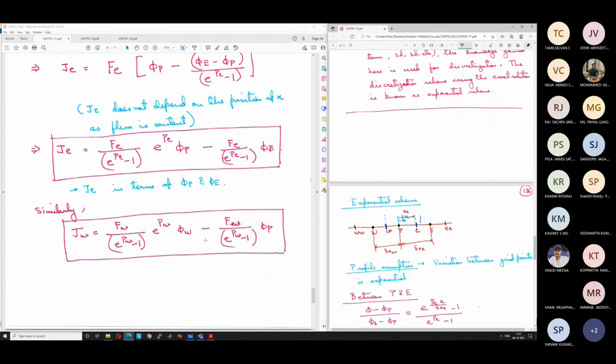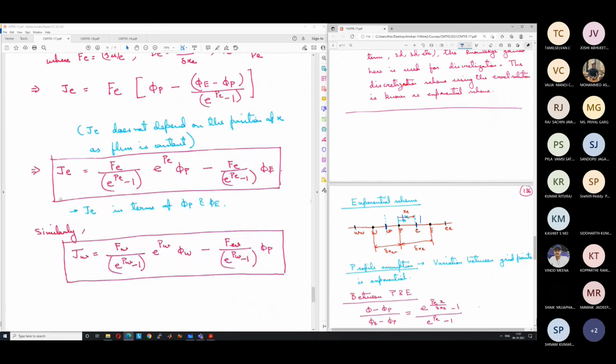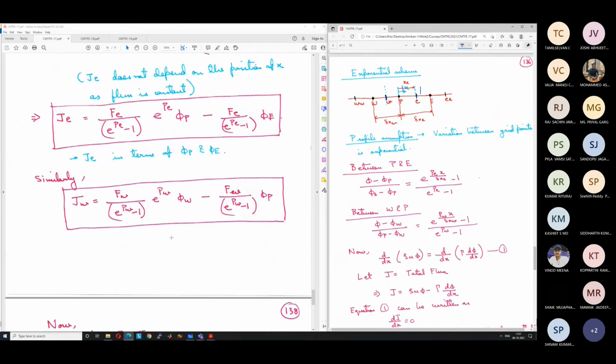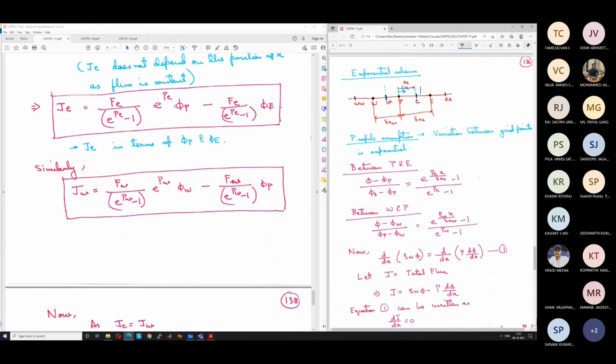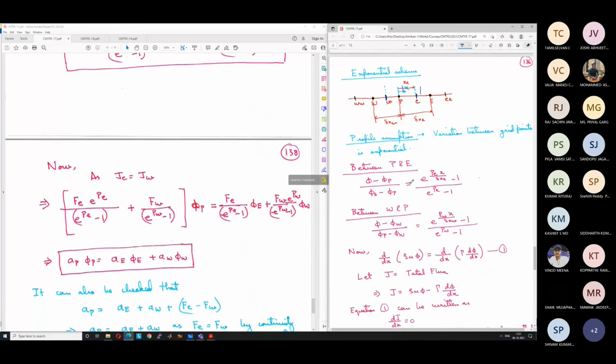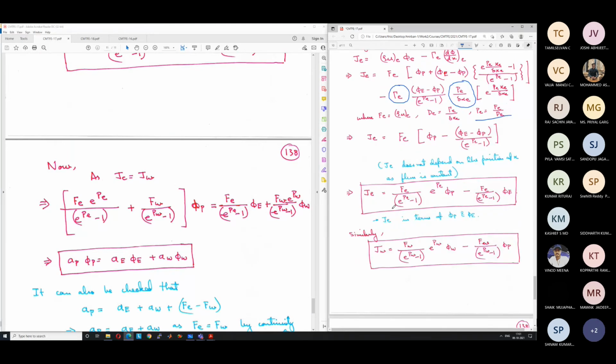So now what is our equation? The equation is J equal to Jw. So we will equate these two terms. If you do that, you have three grid point values, phi P, phi E, and phi W, and their coefficients. You can put them together. So J equal to Jw, and these are the equations.